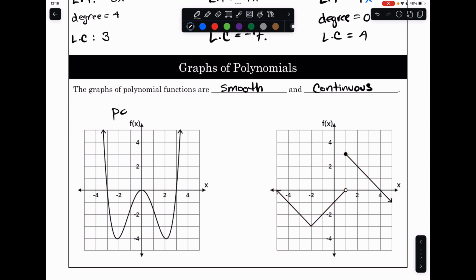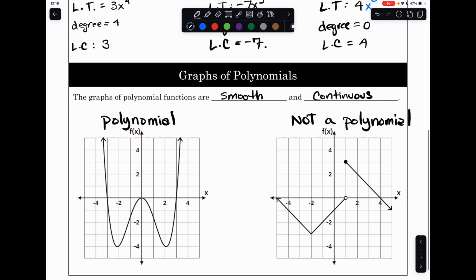So this is an example of a graph of a polynomial function. And this is not a polynomial. Okay, so that's what I wanted to review about polynomials.